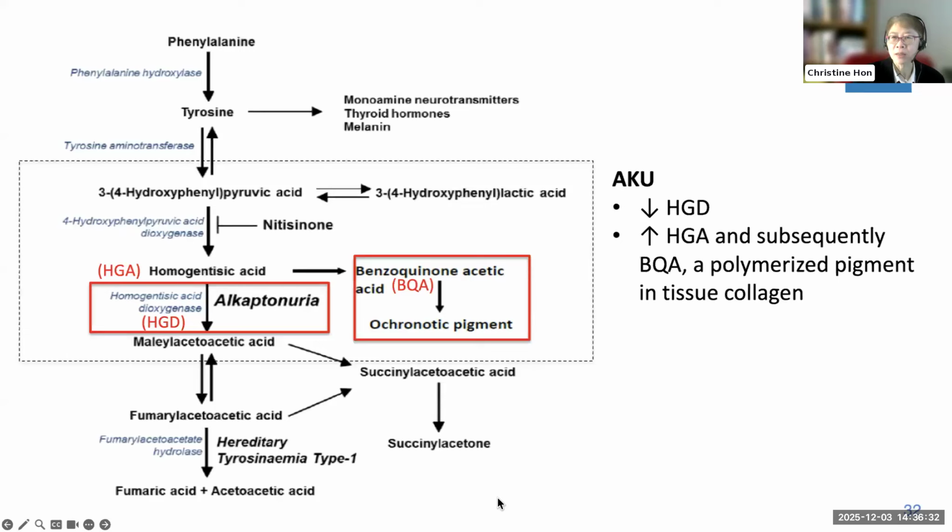This diagram illustrates the metabolic pathway that is involved in AKU, as well as how nitisinone works. Let's focus on the red boxes, which show the pathophysiology of AKU. AKU is caused by deficiency in the HGD, shown inside the red box, and it inhibits the conversion of HGA into its metabolite, causing an accumulation of HGA. HGA is further oxidized to benzoquinone acetic acid, BQA. And BQA is further polymerized to a pigment that is deposited in the tissue, causing damage to the joints. Next slide, please.